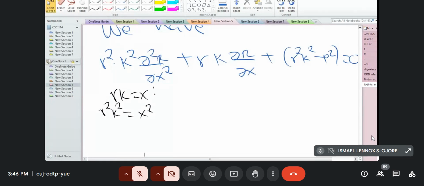Excuse me. Yeah, sorry? Where you've written r squared k squared minus p squared, there's supposed to be a capital R in that part, I think. Outside. Yeah. Times R equals 0.